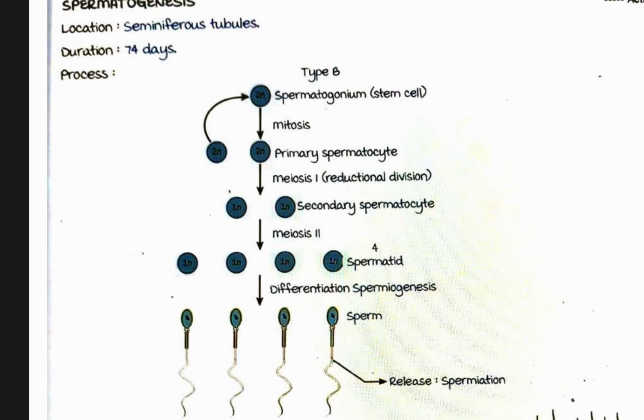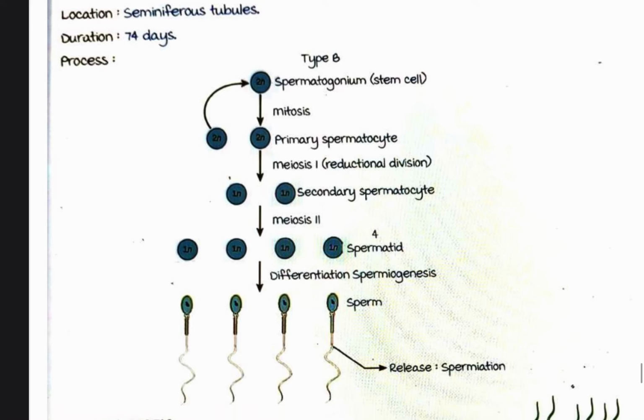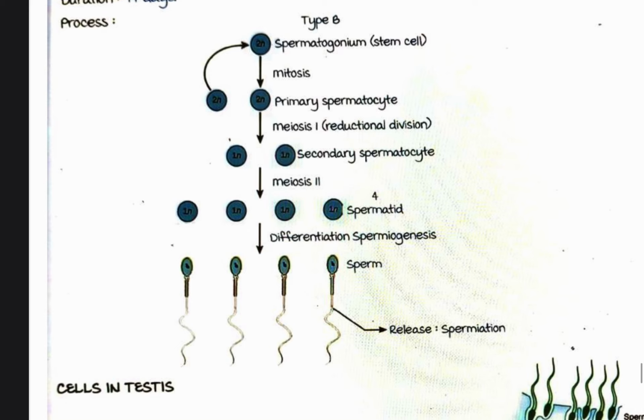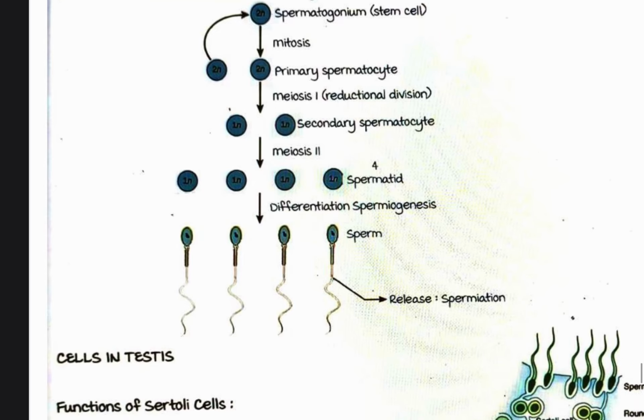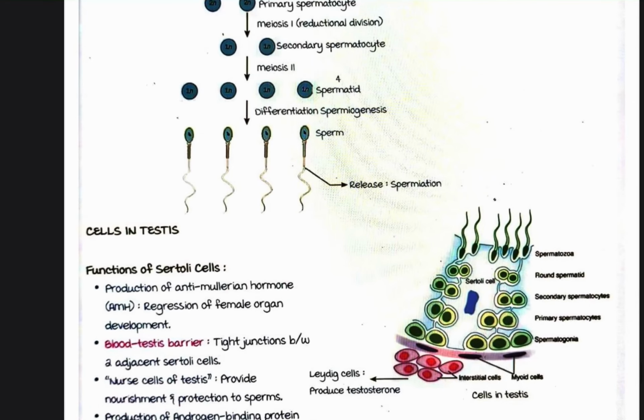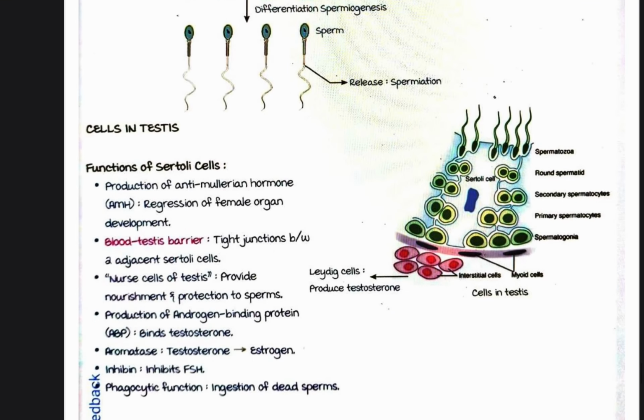Spermatogenesis. Location: the seminiferous tubules. Duration: 74 days. Process: type B spermatogonium, stem cell, mitosis, 2N primary spermatocytes, meiosis 1, reductional division, secondary spermatocytes 1N, 1N, meiosis 2, making 4 cells, which undergo differentiation. Meiosis 2 is the equational division, meiosis 1 is the reductional division. Differentiation in spermatogenesis makes sperm, and the release is called spermiation.